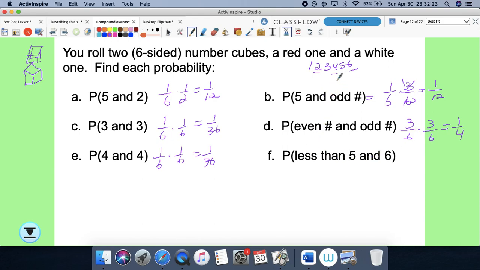Less than 5. Well, less than 5 would be 1, 2, 3, 4. So there's a 4 out of 6 chance to get that accomplished. And then you throw the other die, and you want to get a 6, so that'd be 1 out of 6. Simplify, you got 1 out of 9 chance. So all these are independent events.